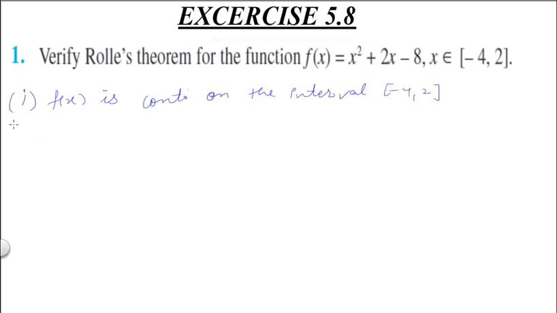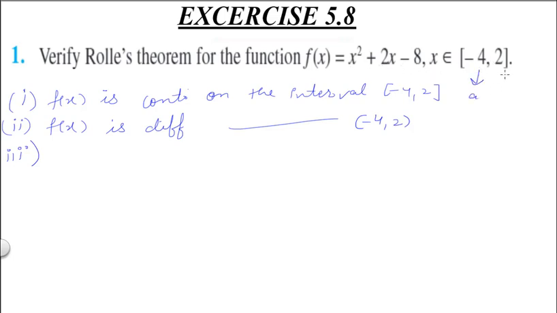All the polynomial functions are differentiable for all x belonging to R. So we will write f of x is differentiable on the open interval (-4, 2). For differentiability, we write like this. The third condition is we have to check whether f of b and f of a are equal.